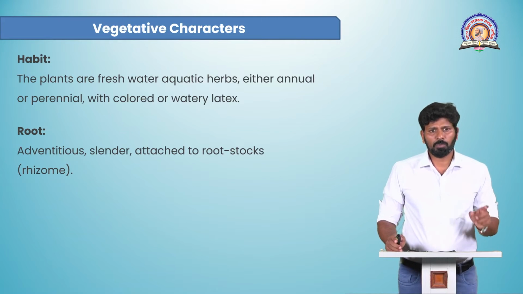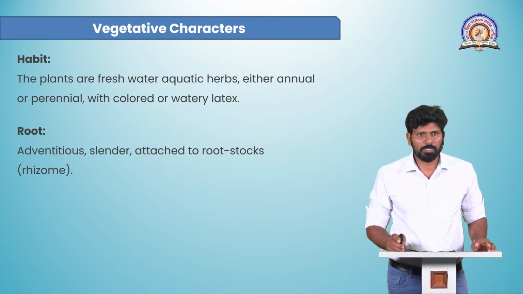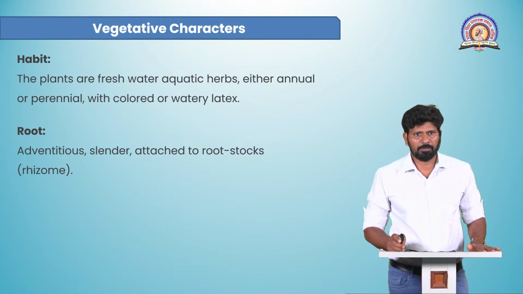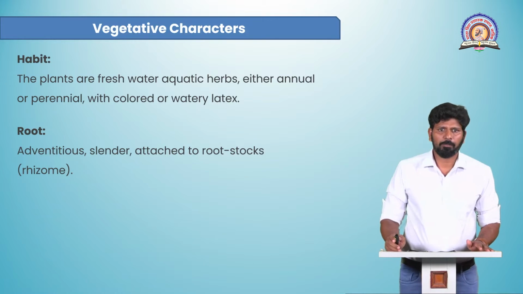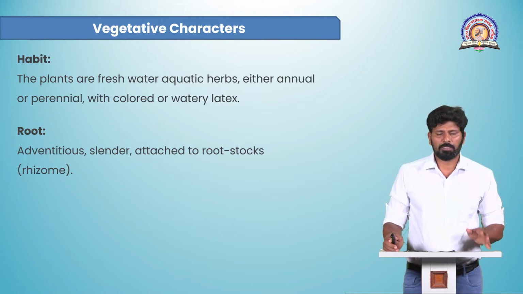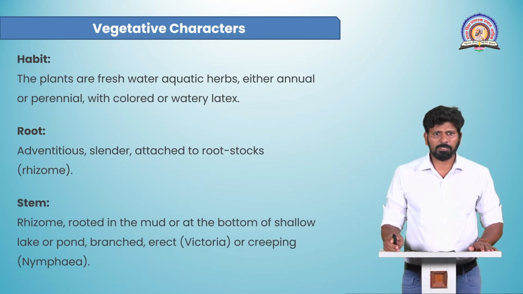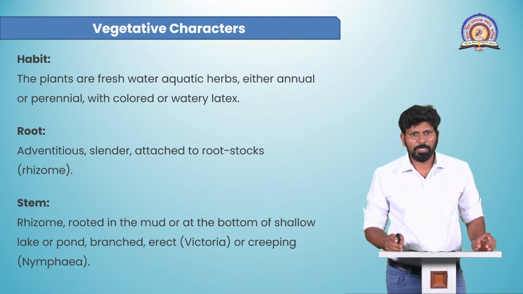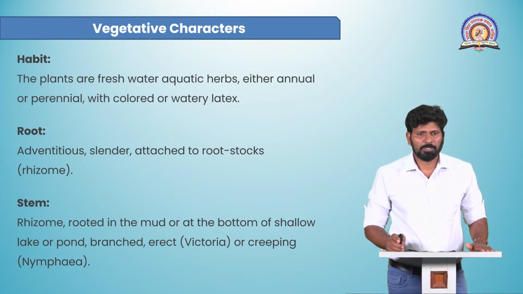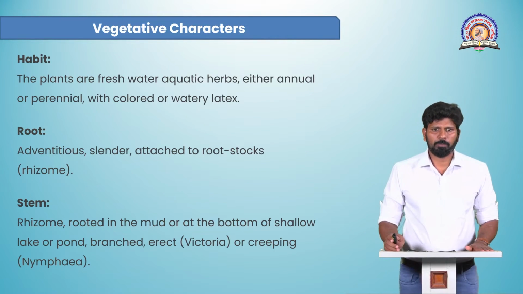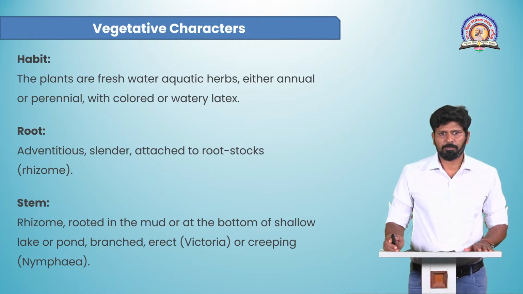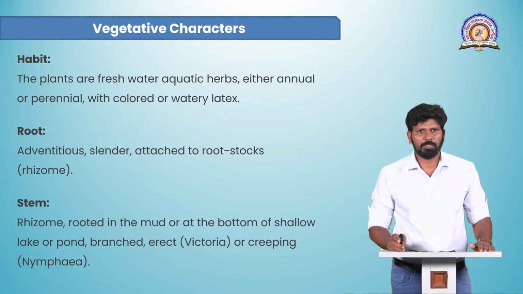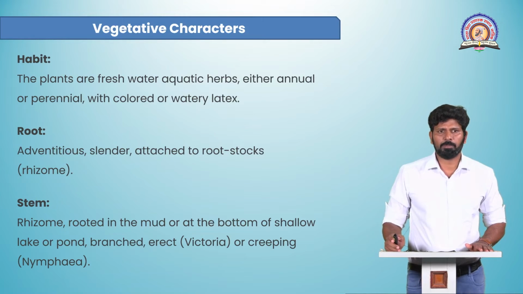Then roots. The roots are adventitious type of roots, and this is a particular character of this family. Then these roots are slender, then attached to root stock, and that is called as rhizome. Then stem is rhizome rooted in mud or at the bottom of shallow lake or pond. So this stem is branched in some examples that is erect, and in some examples that is creeping, that is the Nymphaea. So these are the vegetative parts of this plant.